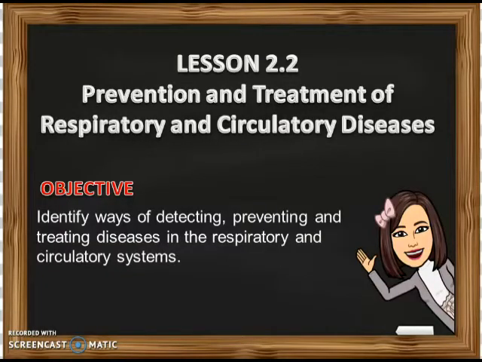Lesson 2.2 Prevention and Treatment of Respiratory and Circulatory Diseases. In this lesson, you will be able to identify ways of detecting, preventing, and treating diseases in the respiratory and circulatory systems. The leading causes of death around the world are diseases affecting the respiratory and circulatory systems. However, they can be prevented simply by having a lifestyle that promotes wellness.